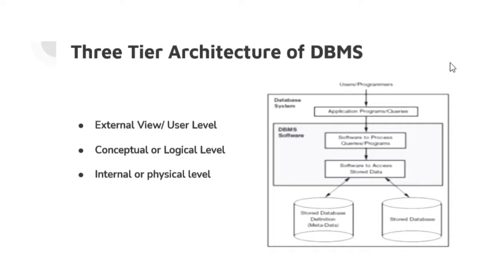Now, coming on to the architecture of DBMS, a DBMS has a 3-tier architecture. That is, it has 3 layers. The first layer is the external layer or the user level where the users interact with the DBMS system. The second layer is known as the conceptual or logical level where the DBMS schema is stored, and the last but not the least is the internal or physical layer, which includes the stored database, metadata, etc.